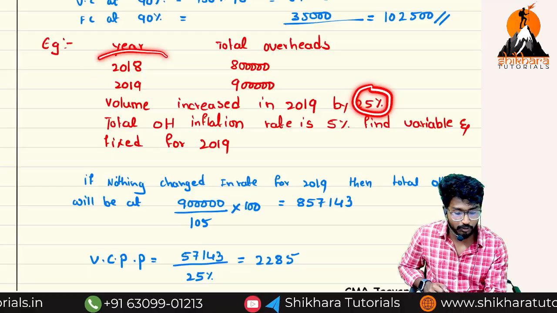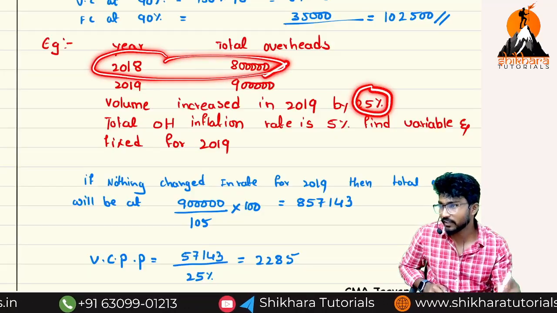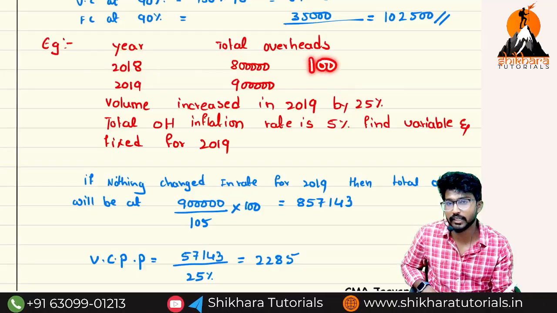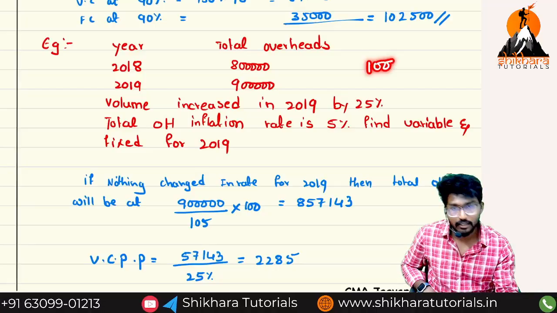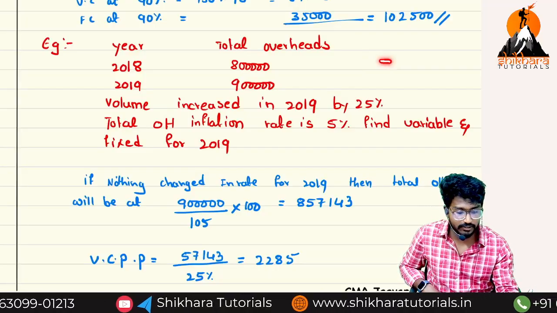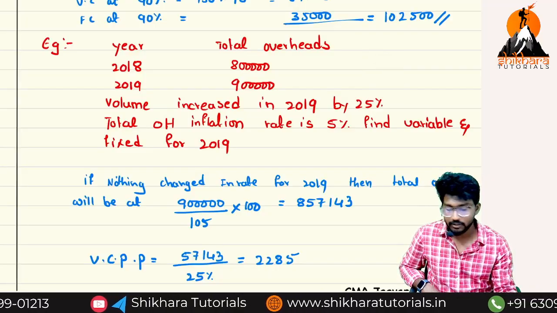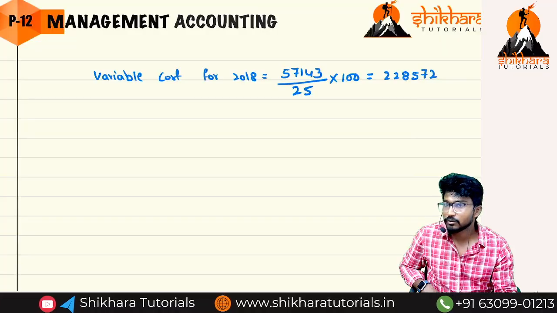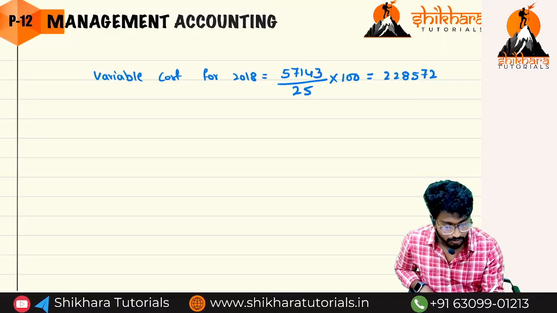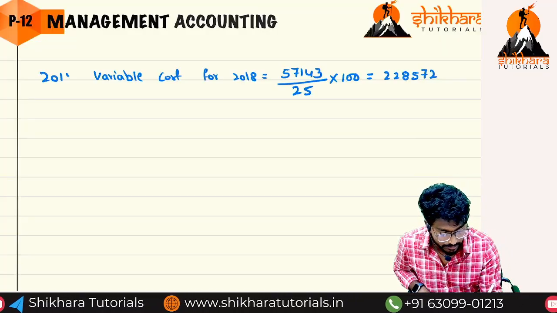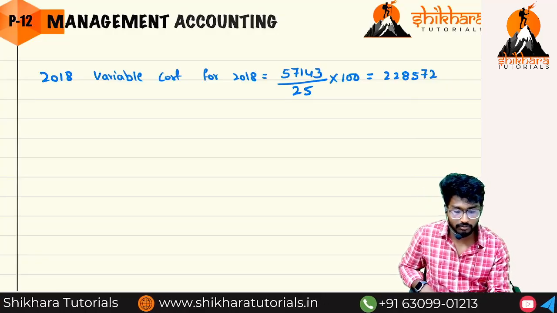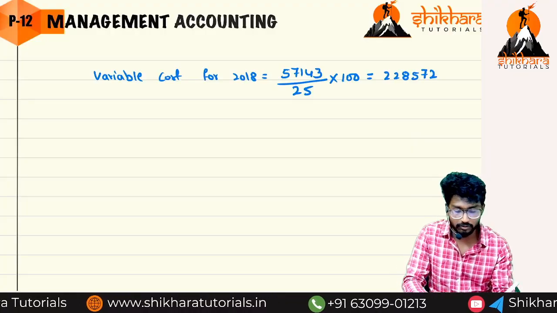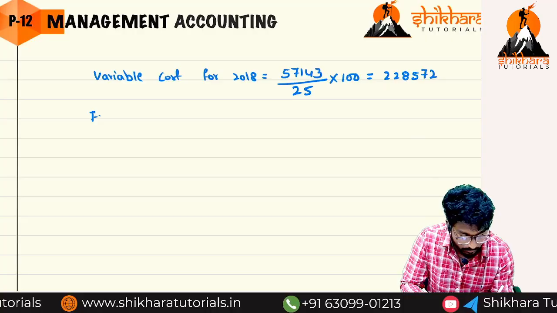Now I am taking 2018 as base year for rate as well as for volume. That means for rate also I am taking it as 100, and for volume also I am taking it as 100 only. From 100 it is increased how much? 25%. That means for which year? 2018. Variable cost for 2018 is how much? 2,28,572. Then what is the fixed cost?